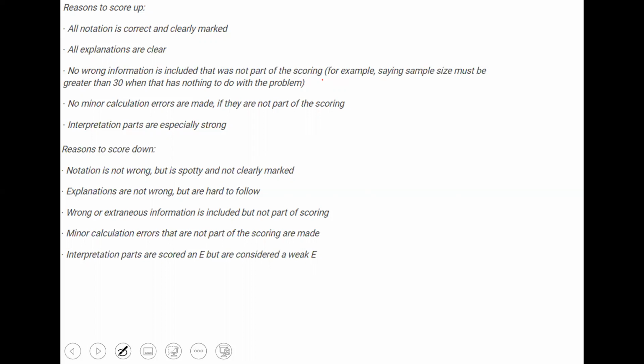So like rounding up: if you had a 3.5, you get 4. When would you get 3 instead of 4 if you got 3.5? If your notation is wrong, or you didn't define them, or your explanations are not wrong but very hard to follow, so you didn't clearly communicate. Or you have put in extraneous information that was incorrect, or you made a calculation error, or your evidence was not very strong in the first place, then you would round down.